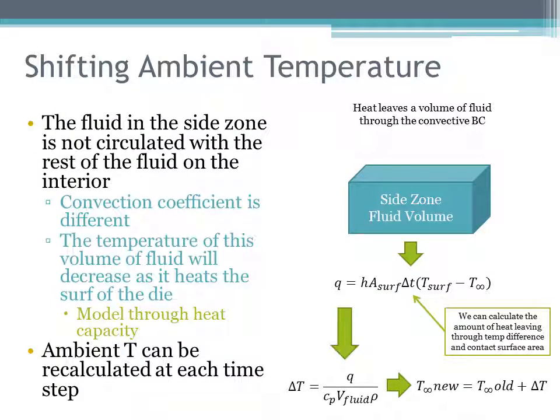The shifting ambient temperature in the side zone is really the pride and joy of this project for me. By knowing the volume of the fluid contained in the side zone, we can calculate the heat leaving the fluid at each time step. Using the heat capacity of the fluid, we can then find the change in temperature and use that to calculate the T ambient for the next time step.